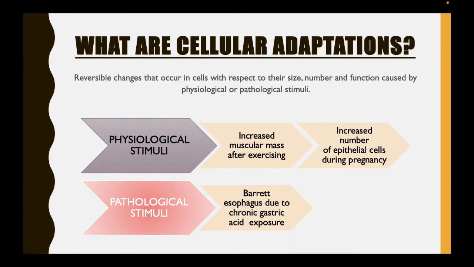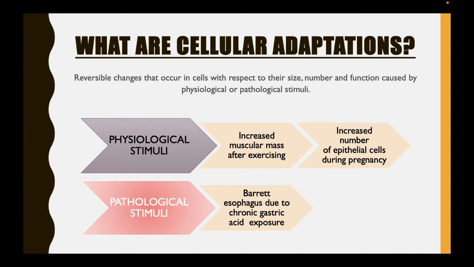So, the first example for physiological stimuli would be the increased muscular mass after exercising. During exercise, there is a potential to damage these skeletal muscle fibers. And the way the body responds to this is by increasing the size of these muscles. Because one of the specific features with regards to skeletal muscle fibers is that there is no potential for regeneration. So, once they're damaged, the only thing that these muscle fibers can do is grow in size in order to cope.